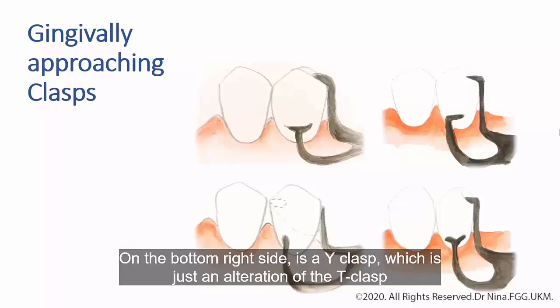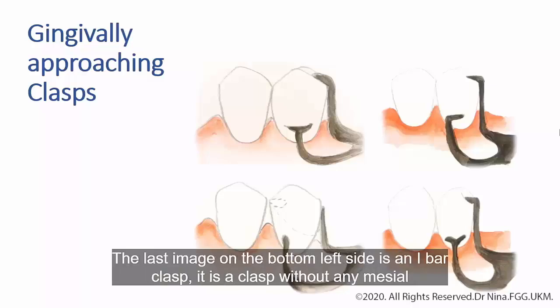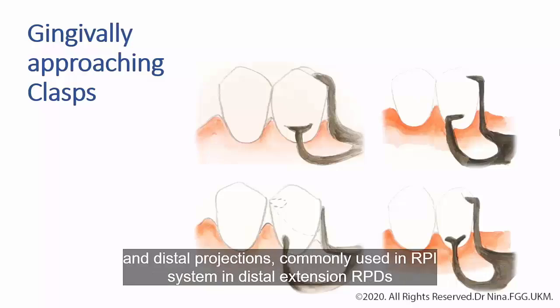On the bottom right side is a Y-clasp, which is just an alteration of the T-clasp. It encircles the abutment better than the T-clasp, but displays more aesthetic concerns. The last image on the bottom left side is an I-bar clasp. It is a clasp without any mesial and distal projections, commonly used in the RPI system in distal extension RPD.